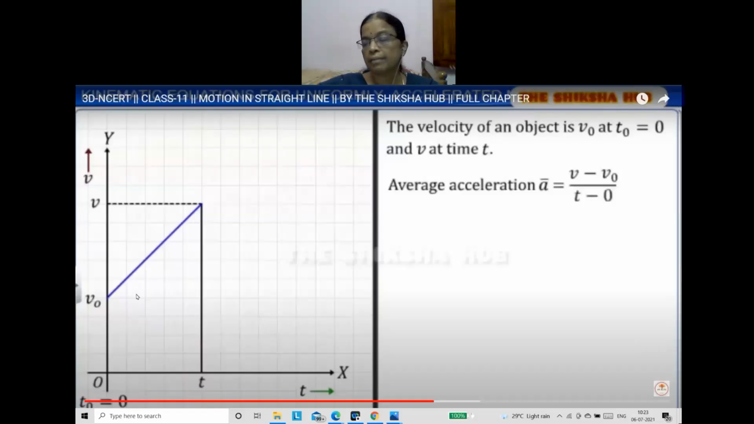Varsha, tell. At a time t, what is the velocity from the graph? See, it is visible in the graph. Everything is written in the graph. At a time t, what is the velocity? Velocity v. Correct answer. Velocity is v. So Varsha got the answer.